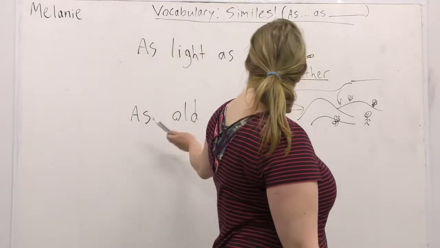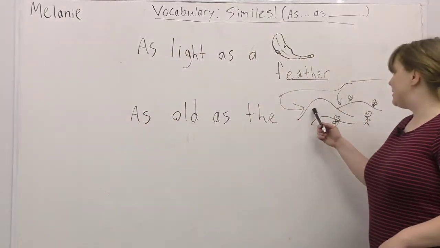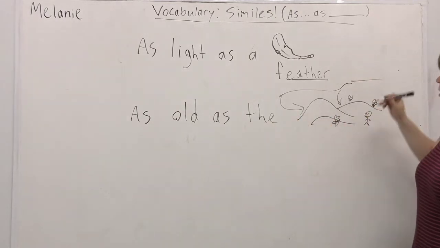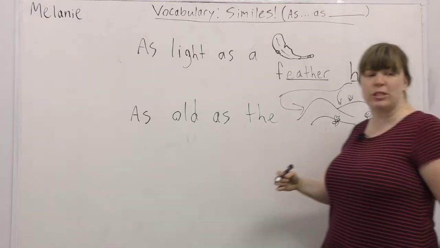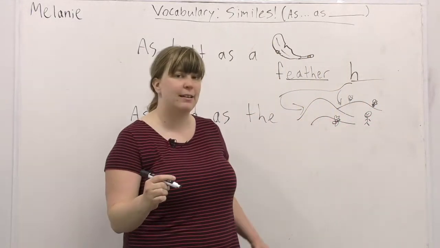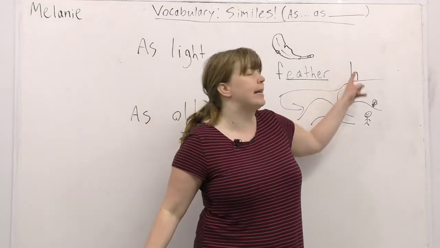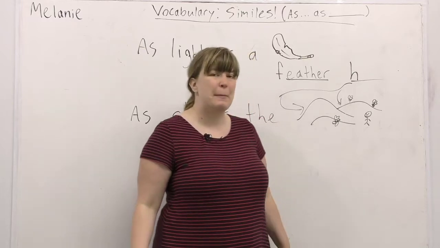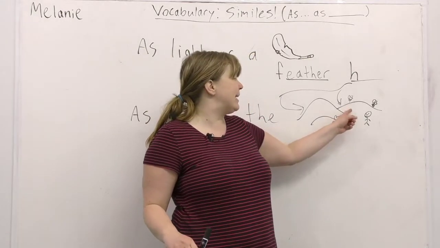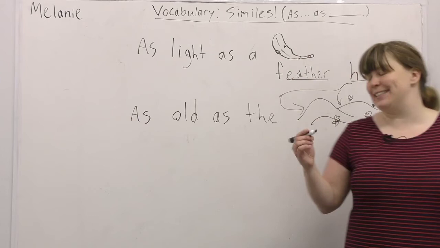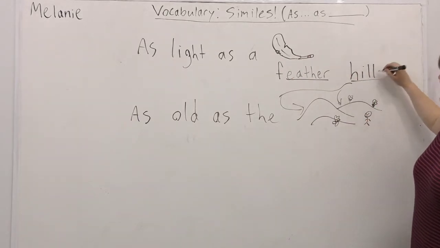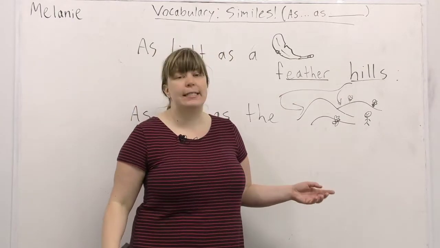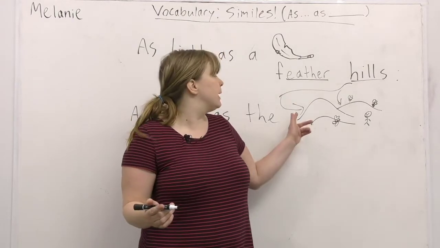Okay, now, as old as the, did anyone guess what these are? They're not mountains, but they're close to mountains. I see someone wrote mountains. Good try. Thank you for guessing. The answer is actually something that begins with an H. It rhymes with Bill. Bill is in the hills. As old as the hills. So, what this means is that something is very old.